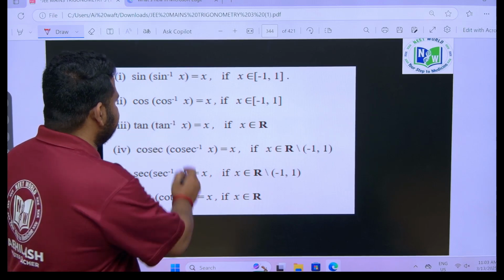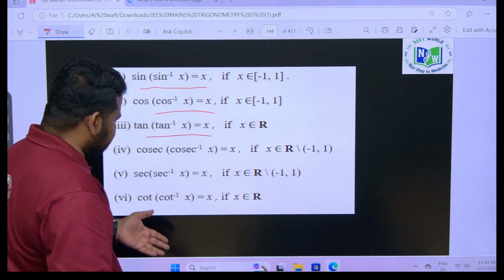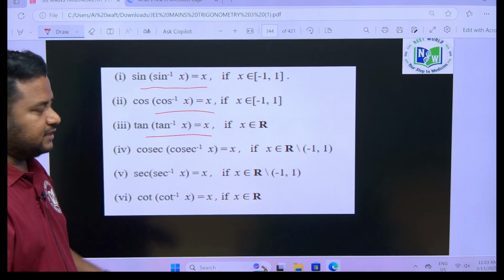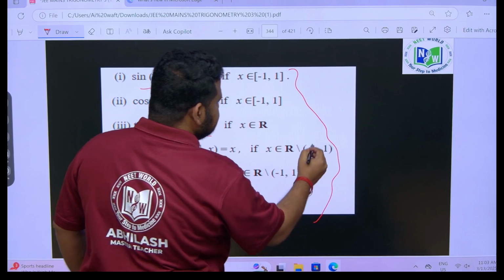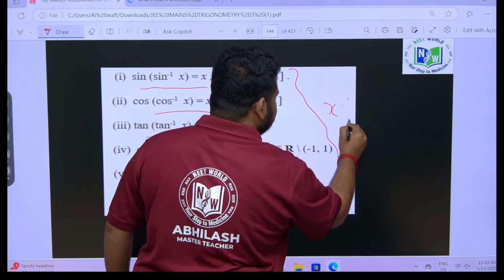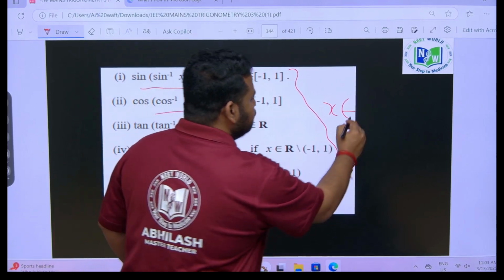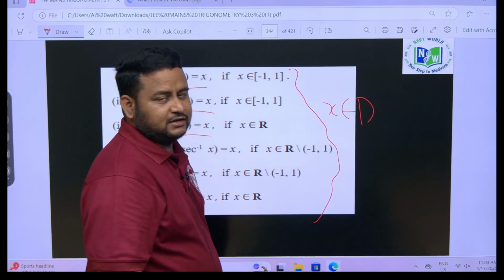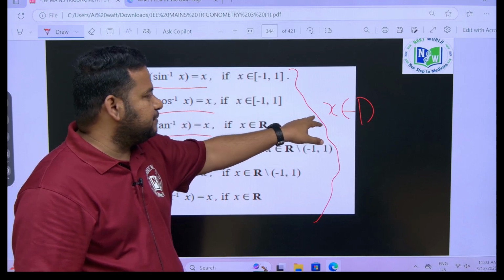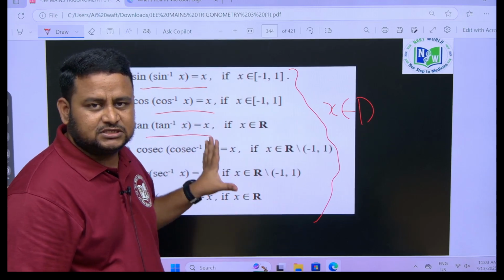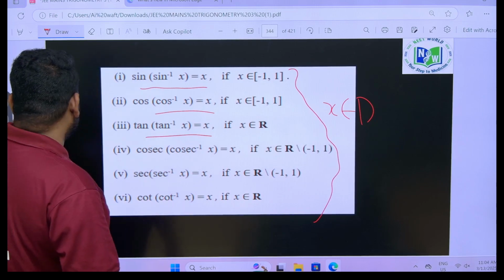Cos of cos inverse of x is equal to x, tan of tan inverse of x is equal to x, and accordingly for other functions also. I can generalize this and write it as x belongs to the domain. There we wrote theta belongs to the range; here x belongs to the domain. Got it, friends? This is very simple. These are the two very important properties we have to remember.